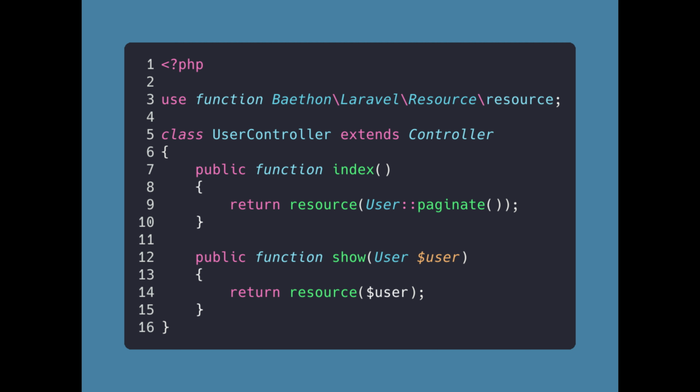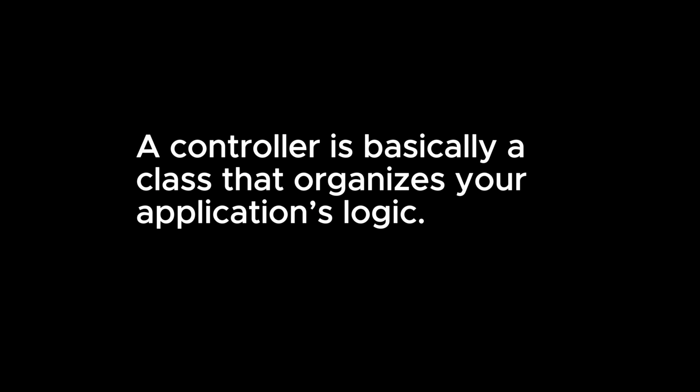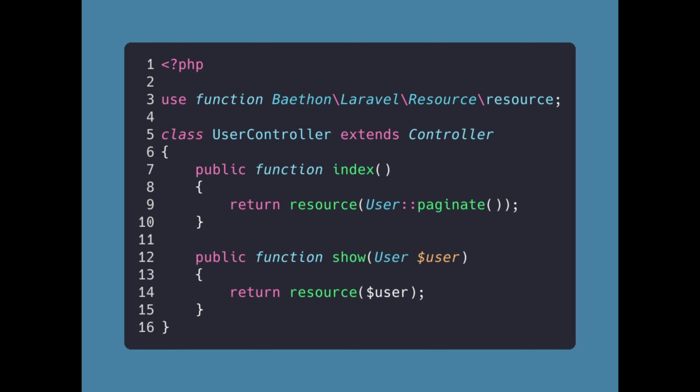First, what exactly is a controller? A controller is basically a class that organizes your application's logic. When a user visits a route like /users, a controller decides what to do, what data to return, and which view to show. Think of it as the brain handling requests and responses.